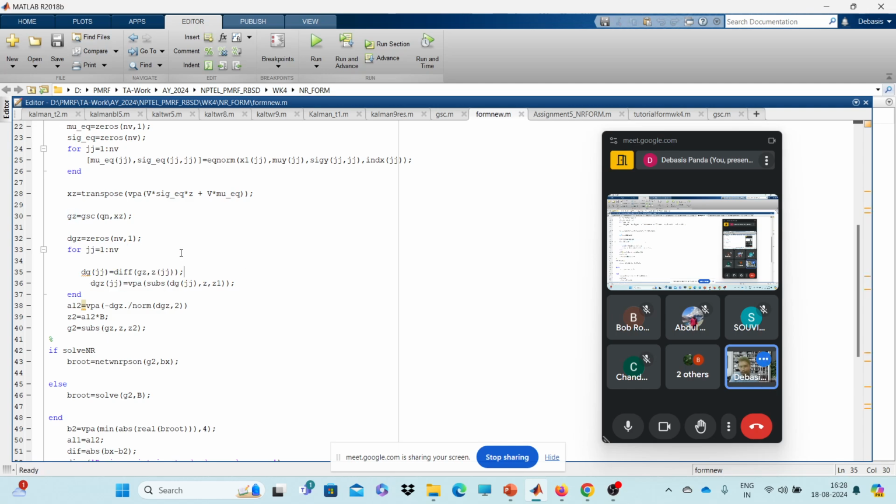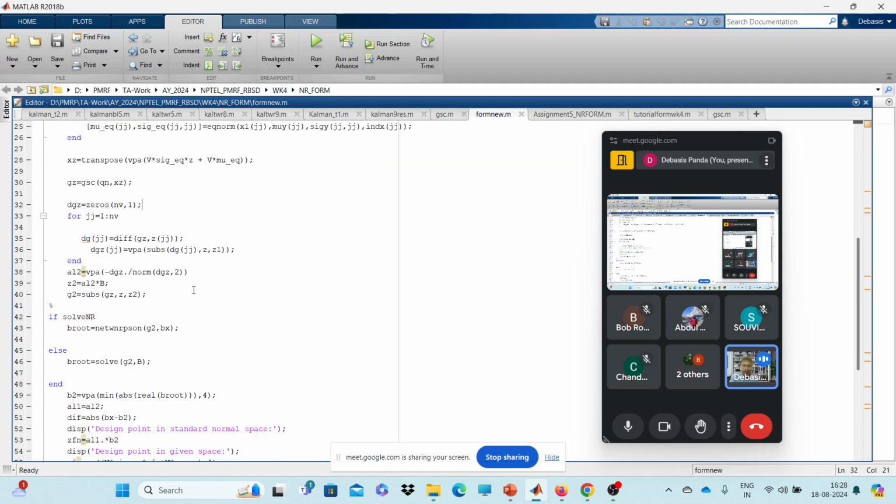Okay, so here the differentials of g(z) with respect to the random variables are done. Now once we have the differentiation with respect to the random variables, we need to find the direction cosines. Direction cosines are nothing but dg/dz divided by the Euclidean norm of dg/dz. We have already seen the formula. Now once we have the alpha, we can find the z.